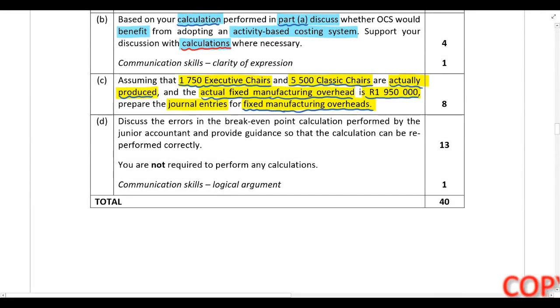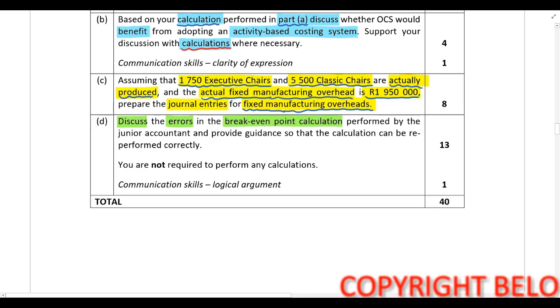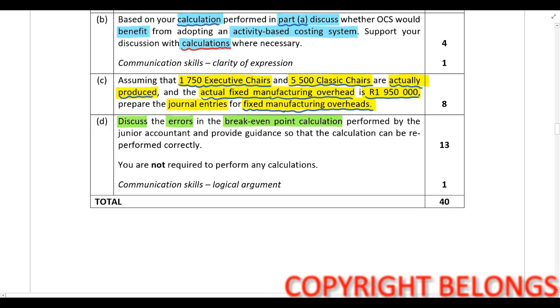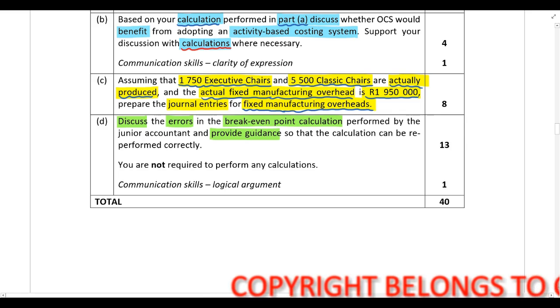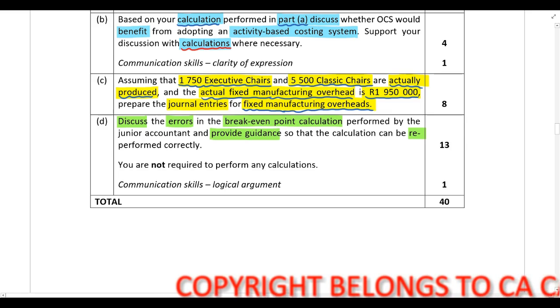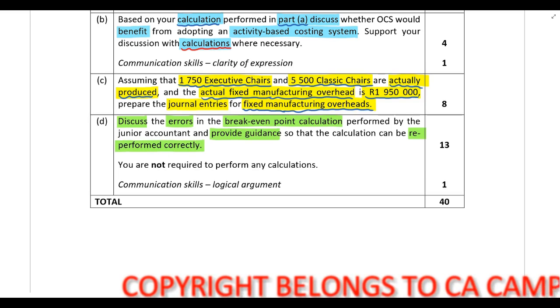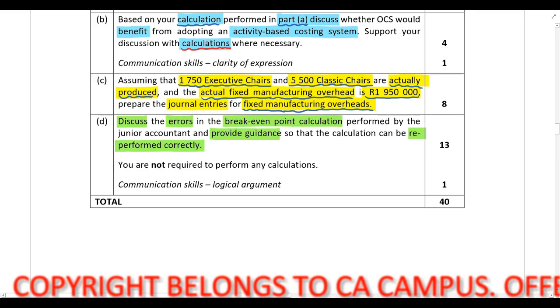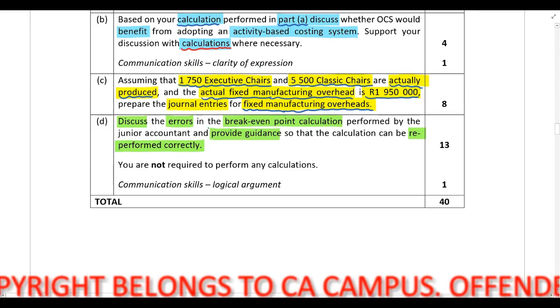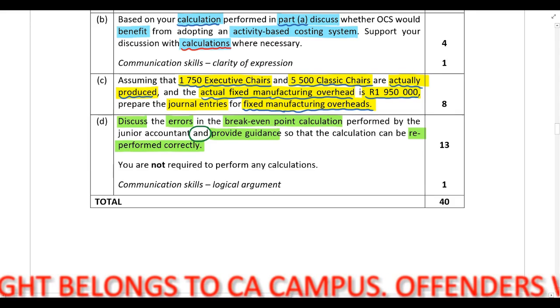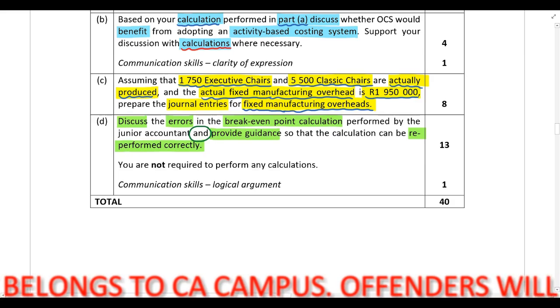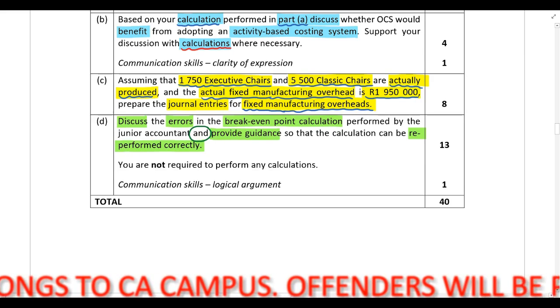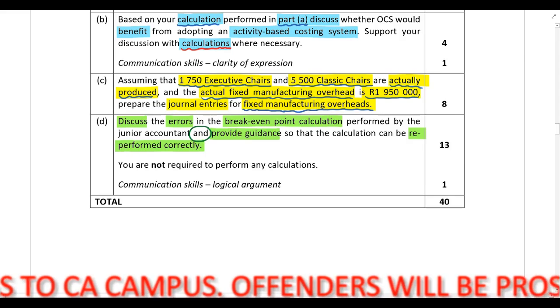Right, then in part D of the required, you need to discuss the errors in the break-even point calculation performed by the junior accountant and provide guidance so that the calculation can be reperformed correctly. All right, so please be careful. There's two parts to the required over here. First, you need to discuss the errors that he's made, and then you also need to provide guidance so that the calculation can be reperformed correctly. So please make sure that you answer both parts of the required over there.